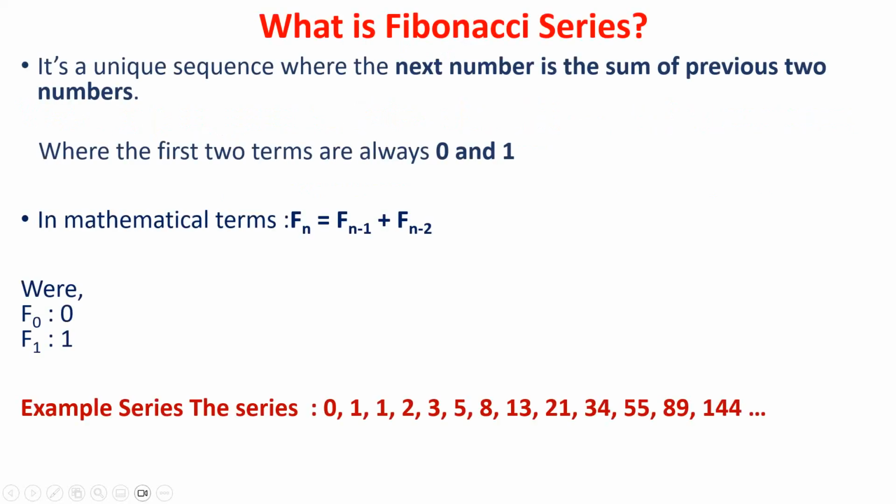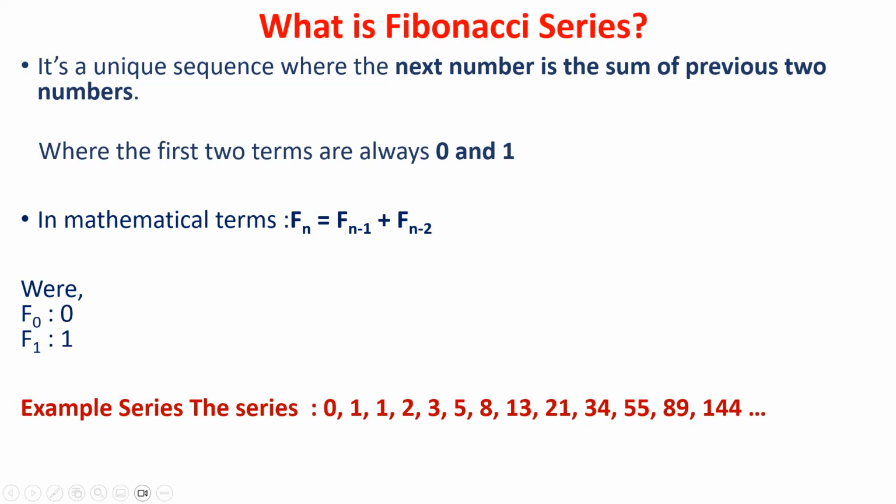So what is a Fibonacci series? It is a unique sequence where the next number is the sum of the previous two numbers. The first two terms are always 0 and 1. The mathematical term is f of n equals f of n minus 1 plus f of n minus 2. That is, the next term is the sum of the previous two terms.